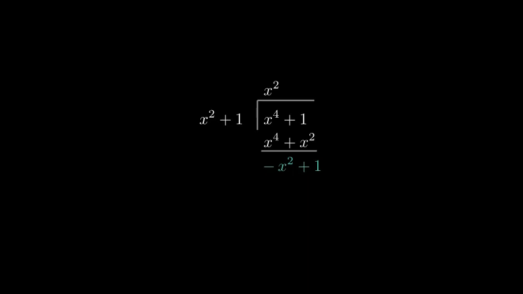Divide again, -x^2 over x^2 gives -1. Multiply back, -1 times the sum of x^2 and 1 is -x^2 - 1. Subtract, and what remains is just 2. We stop here because the remainder 2 has degree 0, which is smaller than the degree of the divisor, x^2 + 1. So x^4 + 1 equals x^2 + 1, times the quotient x^2 - 1, plus the remainder 2.